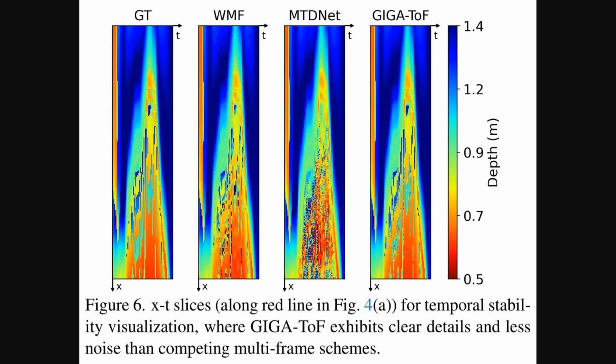And to really see what that lower temporal error looks like, this next set of visualizations is perfect. These are called XT slices. Okay, so imagine taking a single horizontal line of pixels from the video and stacking them up over time. The vertical axis represents time, so perfectly smooth vertical lines mean no flicker. Looking at the ground truth, you see that ideal smoothness. But the other methods, WMF and MTD-net, are incredibly noisy and jagged. Then you see the GIGA-ToF result. It's dramatically cleaner and much more stable.